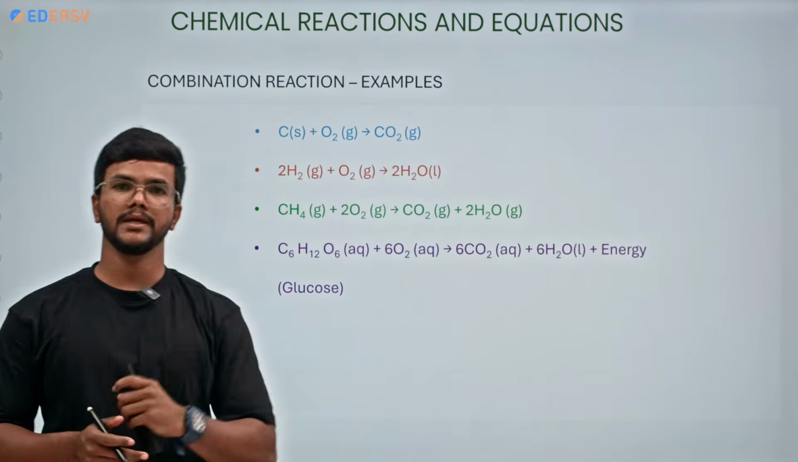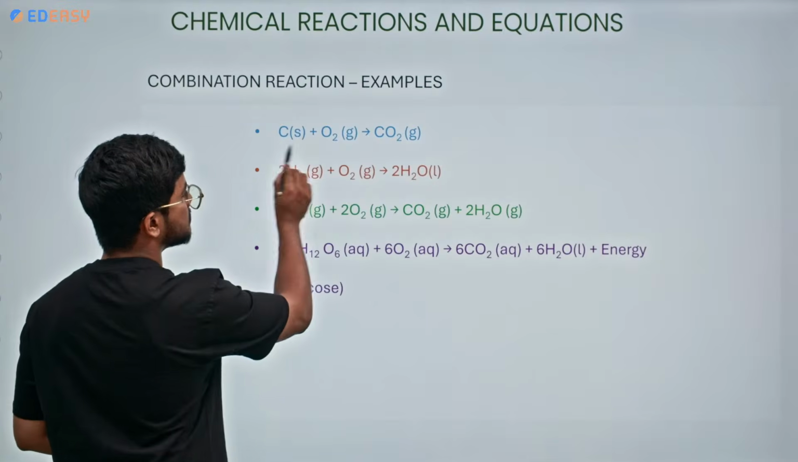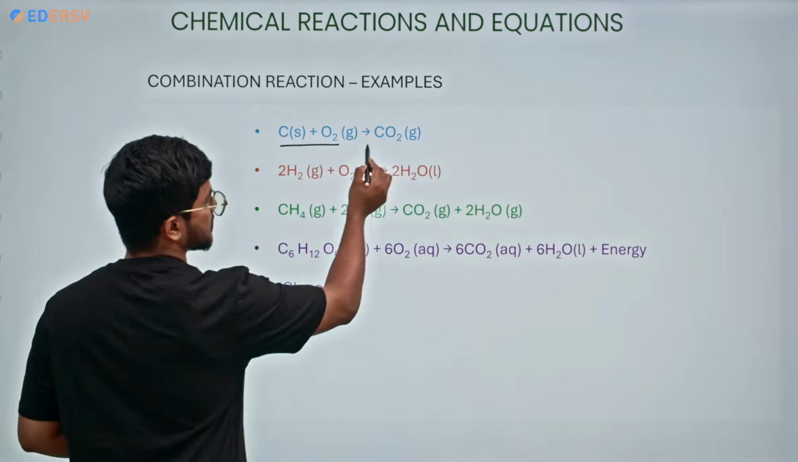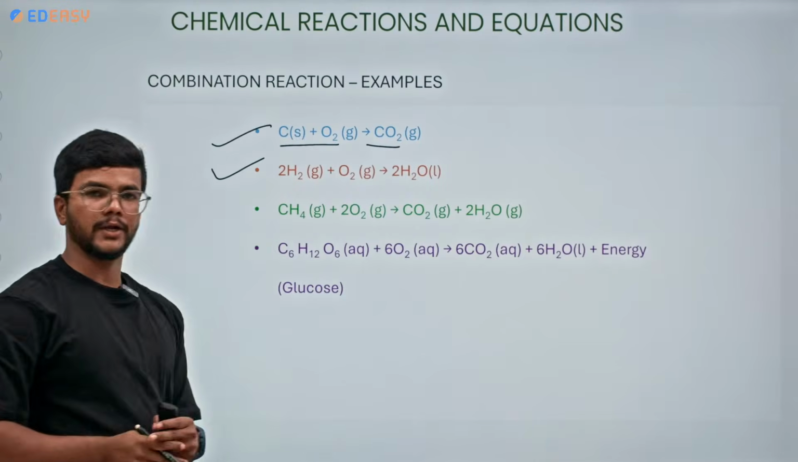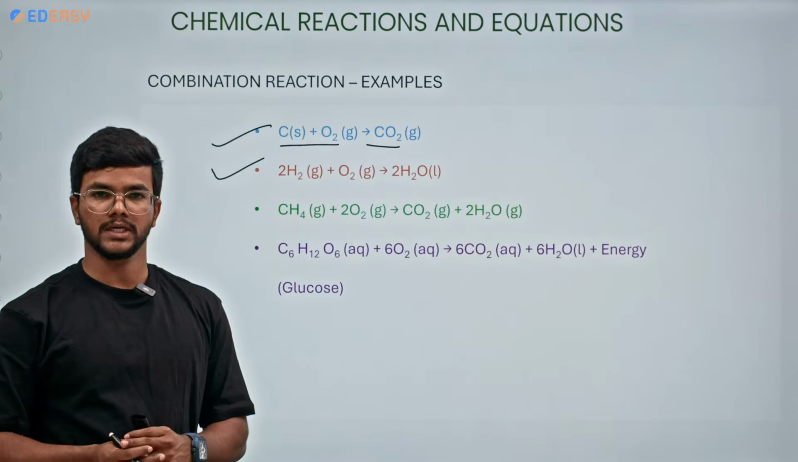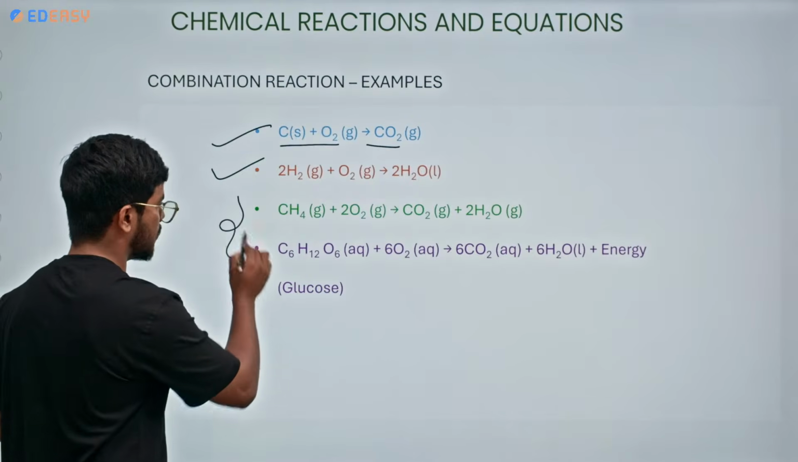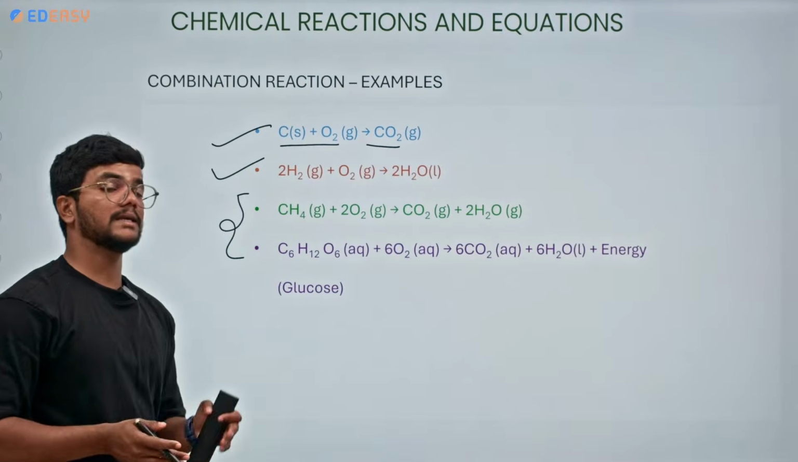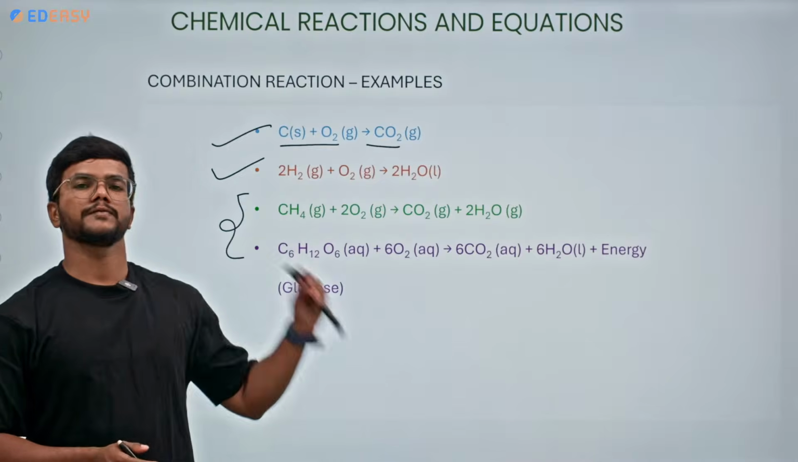Next, combination reaction examples. Here, carbon plus oxygen gives carbon dioxide, one example. The second example is hydrogen plus oxygen gives water. This is another example. These may not look like the earlier reaction, but they come under the combination reaction. So these are the examples of the combination reaction.